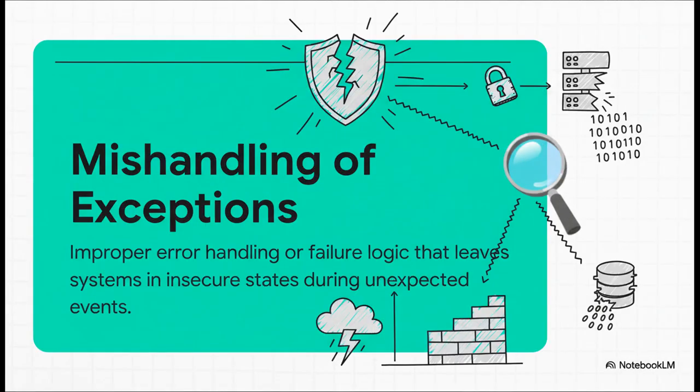Now, this second newcomer is a little more subtle, but it's just as dangerous. This is all about what happens when things go wrong. If an app crashes, does it fail safely, or does it fail open, accidentally bypassing security checks or spitting out sensitive information in the error message? I mean, just imagine a login system glitches out, and instead of locking you out, it just lets you in, no password needed. That's exactly the kind of critical security hole this new category is all about.